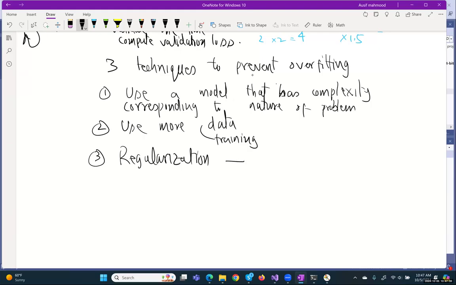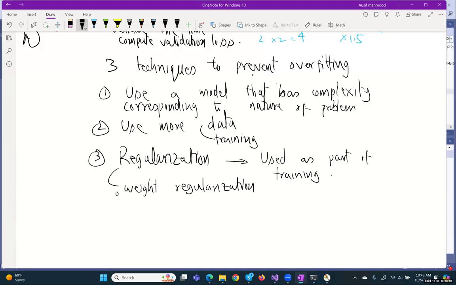Okay, so this is used as part of the training. Okay, so one of them is weight regularization. So one technique is called weight regularization, and one technique is called dropout. Both of them are fairly easy techniques.